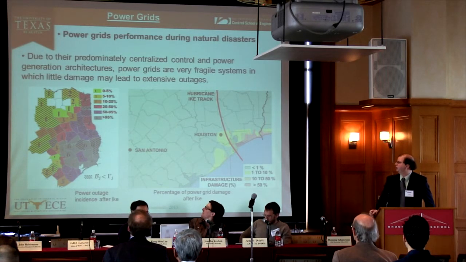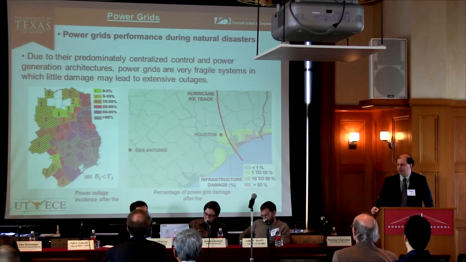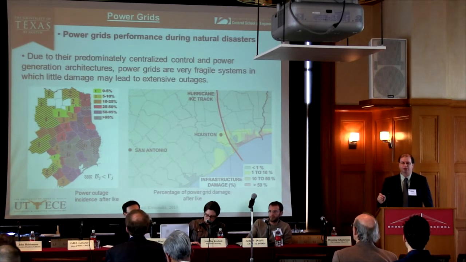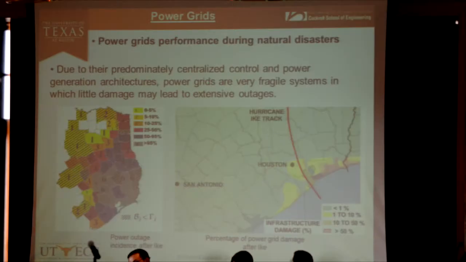And if you observe power outages during disaster, you will see that there is intense damage limited to a very small area. Most of the area affected by a hurricane exhibits very little damage. Less than 1% of the components may be damaged after a hurricane like Ike in here. Yet power outages are far more extensive and last longer.